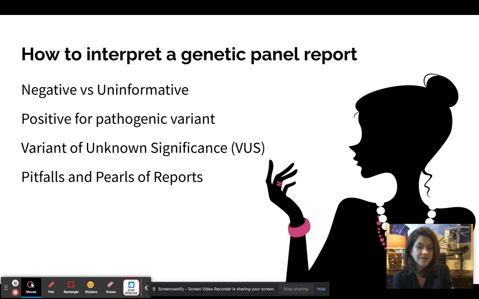Only one of the labs, Myriad, will calculate a Tyrer-Cuzick score for you. So if you're testing a patient because she has higher family incidence of breast cancer, she's going to have an elevated lifetime risk. So make sure you completely evaluate the report and see, is there a Tyrer-Cuzick score involved in this report? And if so, did you interpret it?